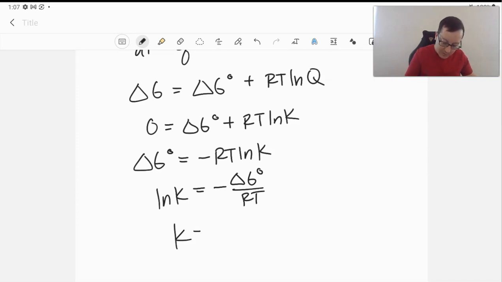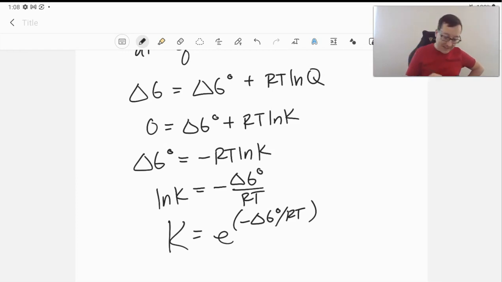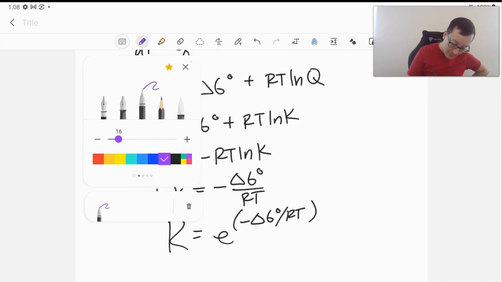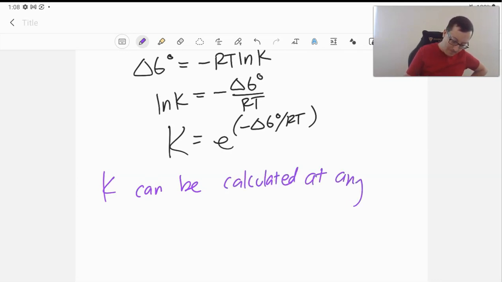And if we want to do the exponent, we can get that as well. Just like E to the negative EA over RT, right? Very much the same. So we can relate the equilibrium constant now to the delta G. And that's extremely useful because now we can calculate K at any temperature.